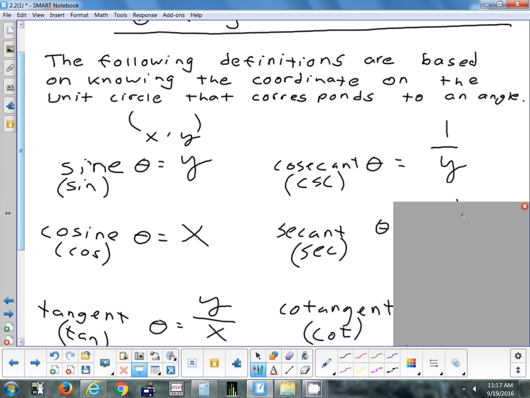Great. Same thing with the secant. Take the cosine, pretend like it's a fraction, and flip it. Okay, so Shannon, do you think you can tell me what my secant would be? 1 over x. Yeah, very good. 1 over x. And my cotangent, take the tangent and flip it. Okay, so Selenia, what would my cotangent be? X over y. X over y. Yeah.